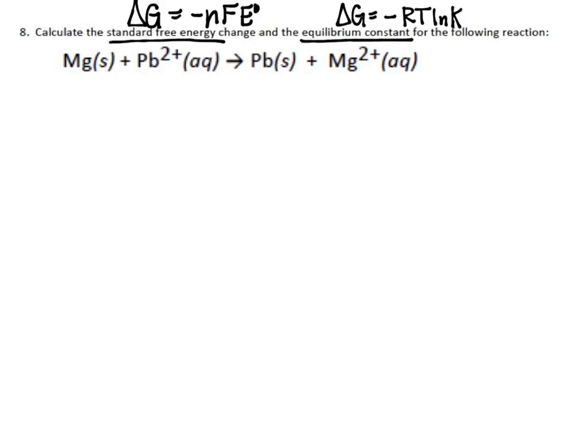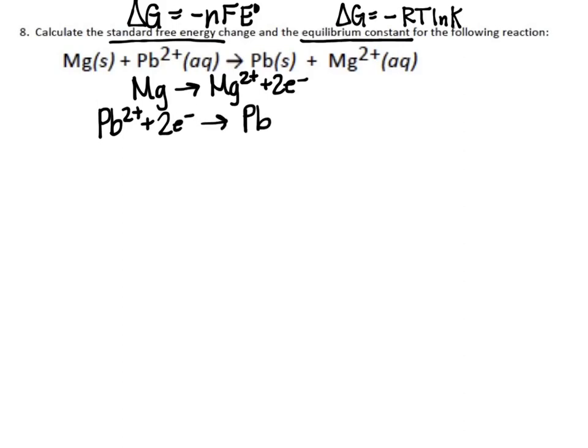First of all, the very first thing we need to do is split up our reaction. So Mg goes to Mg2+ plus 2 electrons. Pb2+ plus 2 electrons goes to Pb. And they are equal moles of electrons, so I'm just going to go ahead and balance this out, or rewrite the equation. What do we get for Mg?